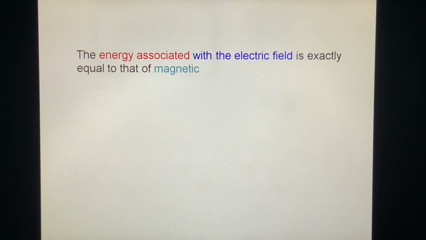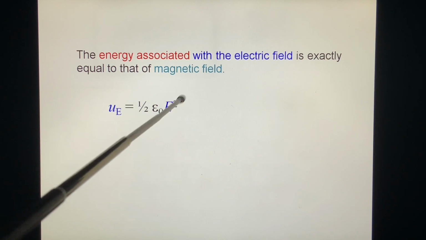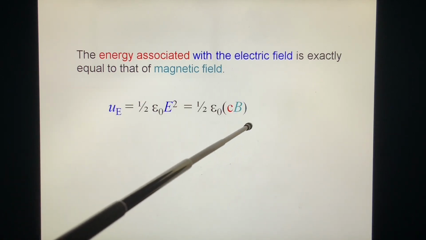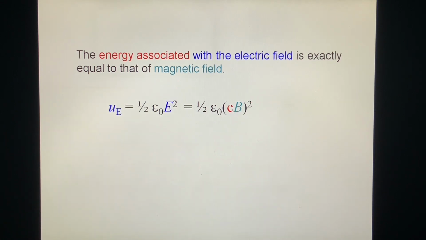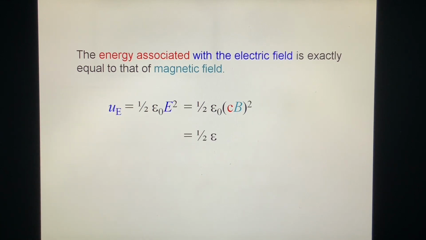The energy associated with the electric field is exactly equal to that of the magnetic field. You see, this is the energy stored in the electric field per unit volume. It's defined by half epsilon E squared. We learned this from the previous section. And you see this E: E is c times B.